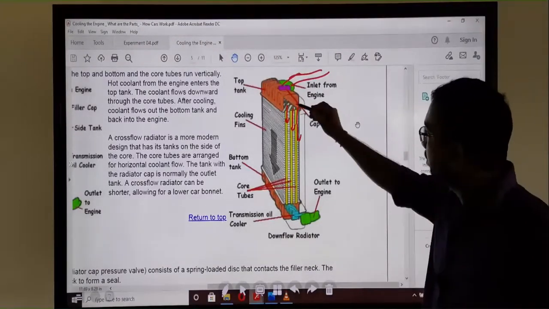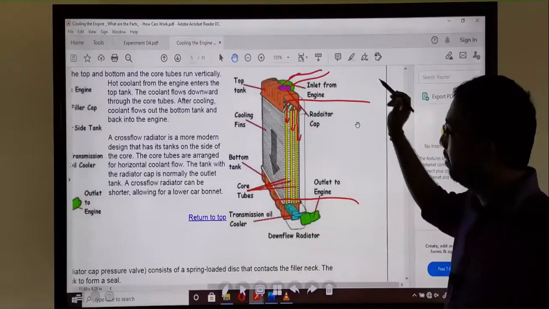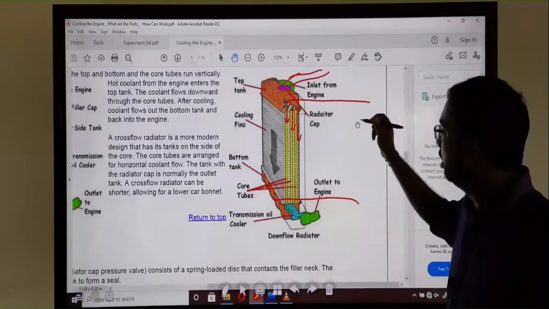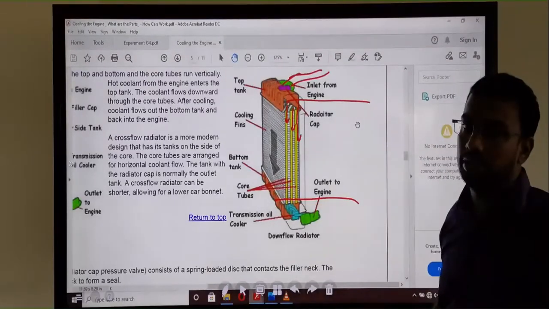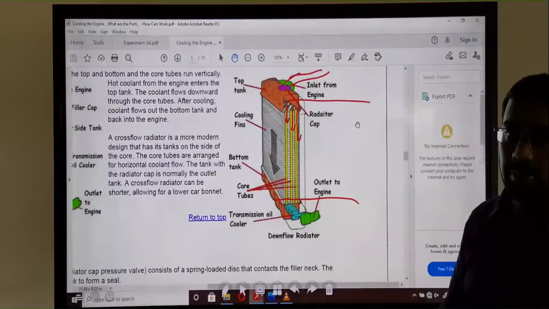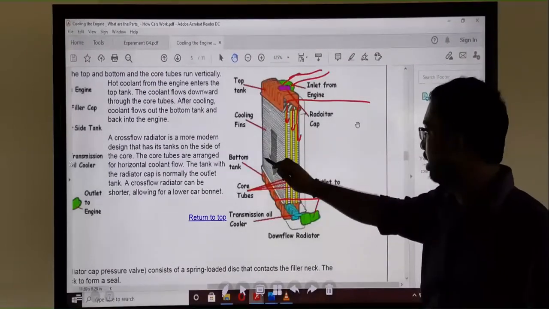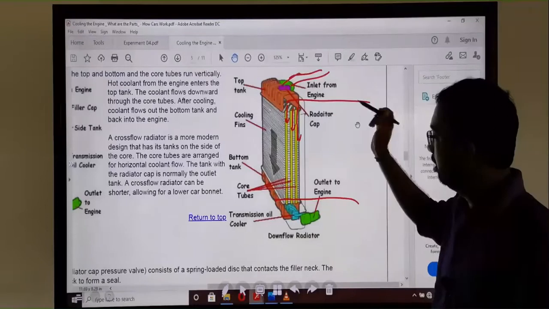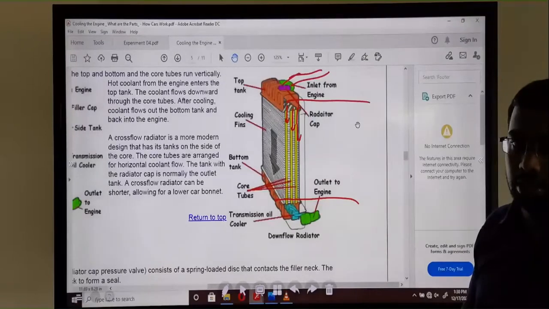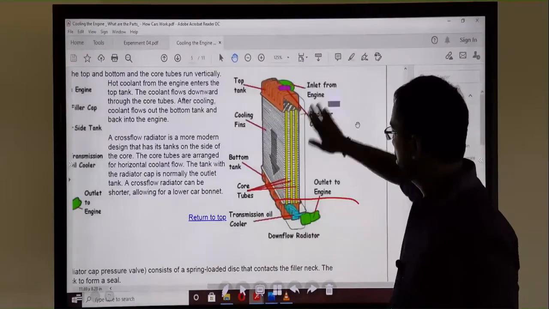There is another tank, that is the bottom tank. So between this area, the hot coolant is getting to low temperature. That means this cooling process reduces the temperature of the coolant. One factor is the airflow. Because of the airflow, the coolant temperature is going to reduce.